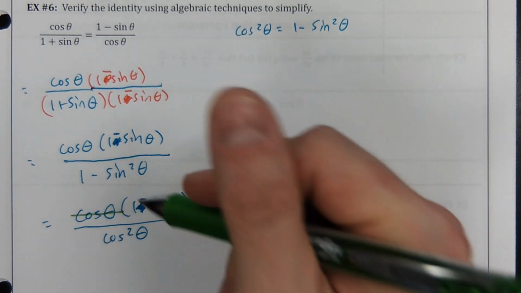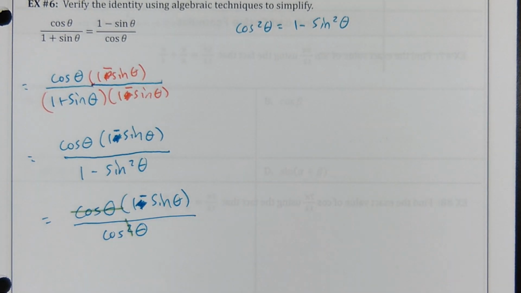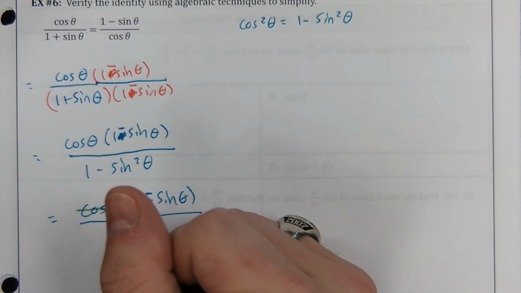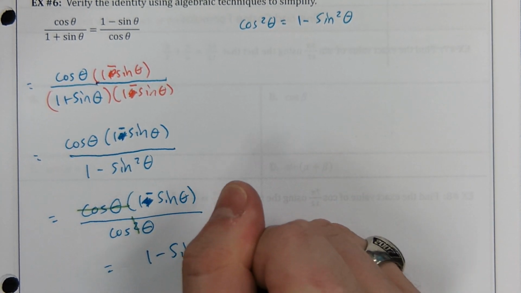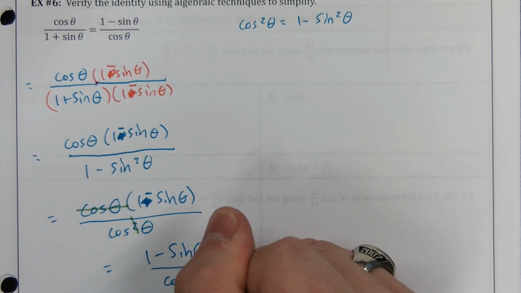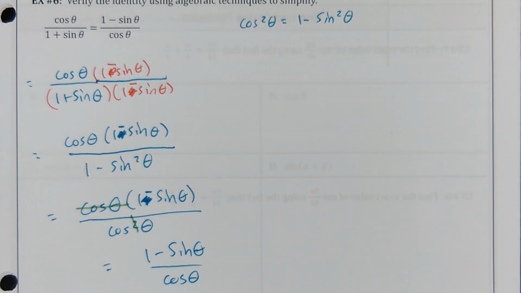And this cosine cancels one of those two cosines, and you're left with the right side. Yay! 1 minus sine theta over cosine theta. Ta-da.